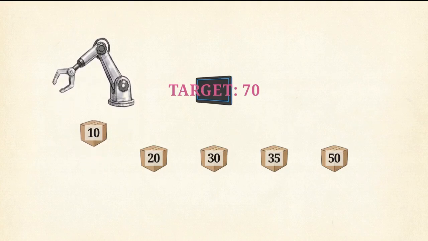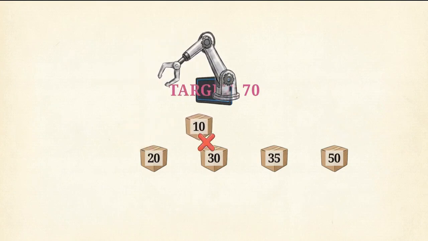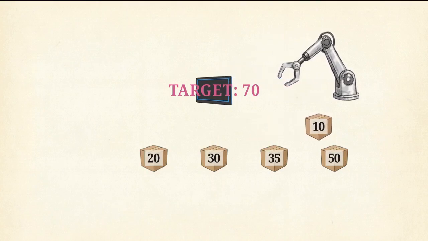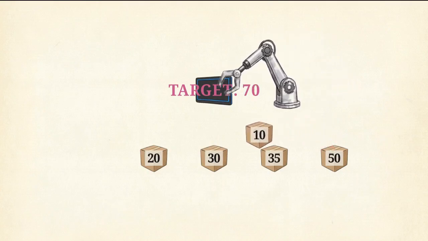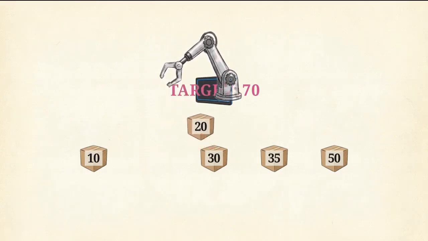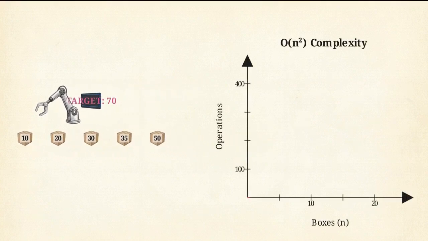The most obvious way to solve this is to have a machine grab the very first box, the 10-pounder, and test it against everything else. 10 plus 20? No. 10 plus 30? No. It keeps going down the line, failing to hit 70 every single time. Once it runs out of boxes, it drops the 10, moves to the 20-pound box, and starts the entire matching process over again with the remaining items on the belt.